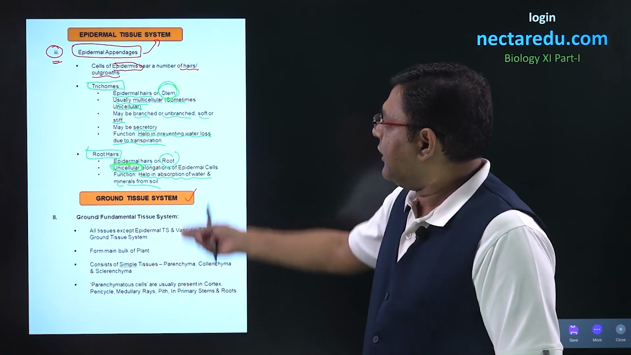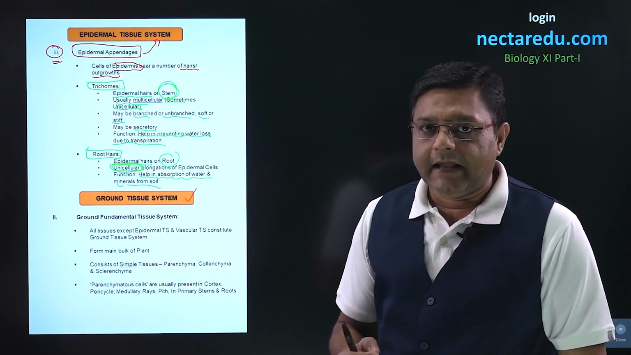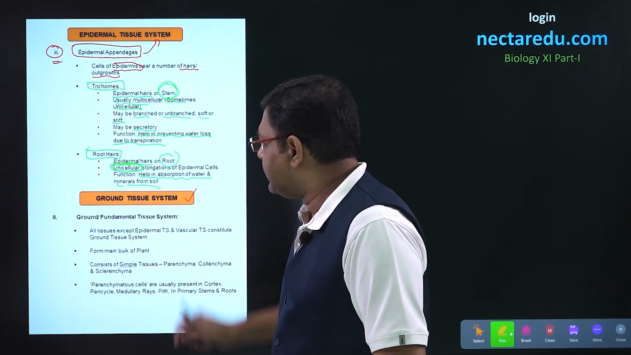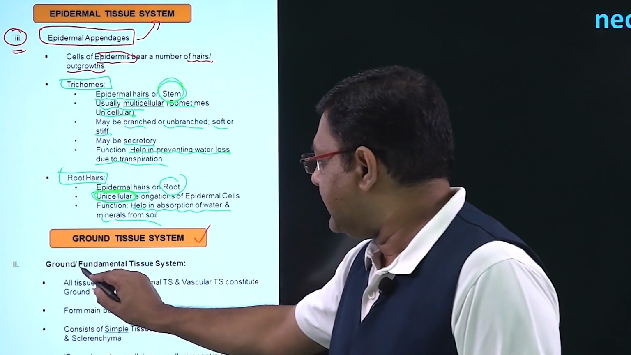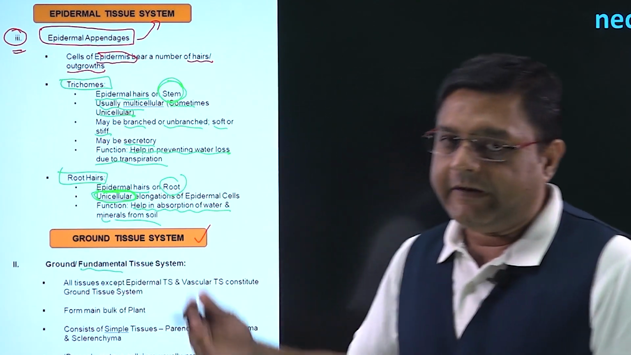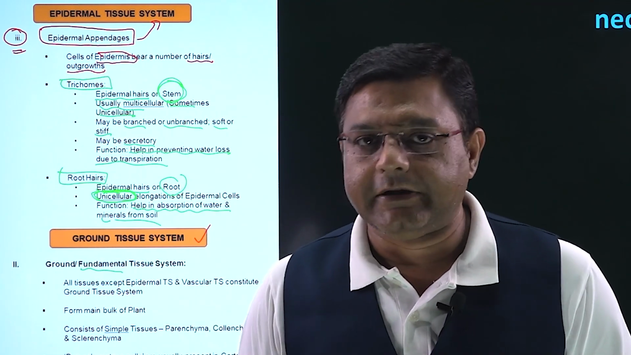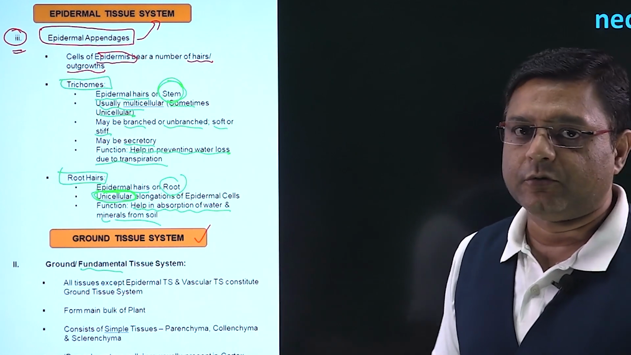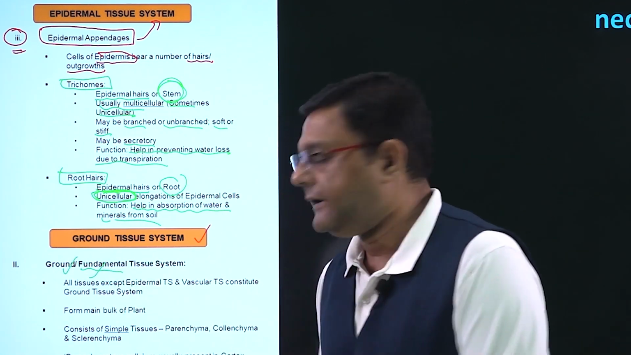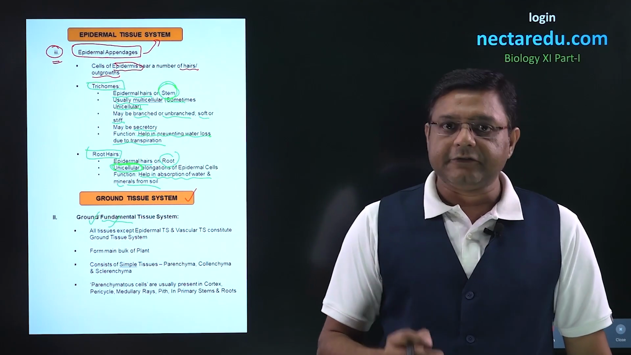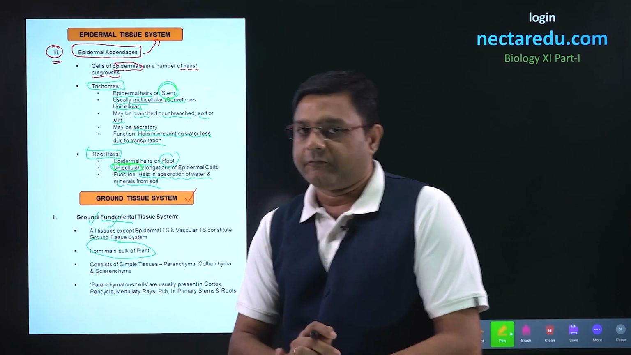After completion of all the three parts of the epidermal tissue system, we come to the next tissue system, that is the ground tissue system. Ground tissue system can also be called the fundamental tissue system. We can say that all the tissues that are not included in the epidermal tissue system and vascular tissue system all come in the ground or fundamental tissue system. It is the type of tissue system that forms the main bulk of the plant.